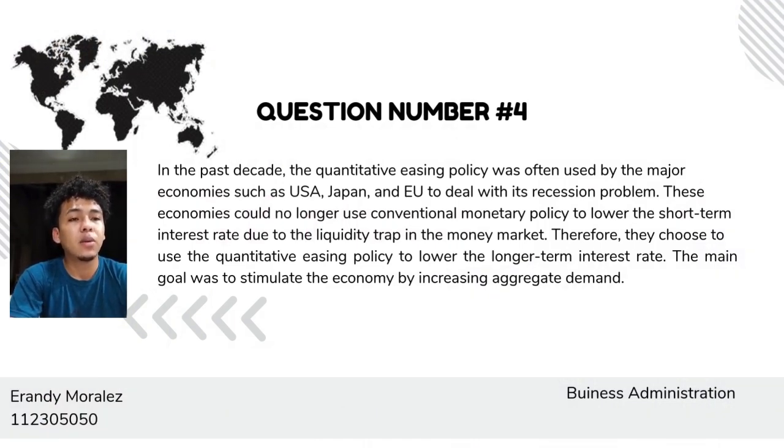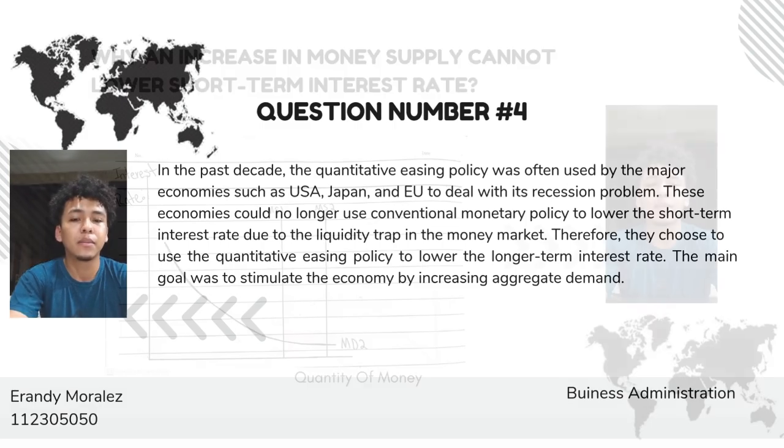In the past decade, the quantitative easing policy was often used by major economies such as the USA, Japan, and the European Union to deal with their recession problem. These economies could no longer use conventional monetary policies to lower the short-term interest rate due to the liquidity trap in the money market. Therefore, they chose to use quantitative easing policy to lower the long-term interest rate. The main goal was to stimulate the economy by increasing aggregate demand.